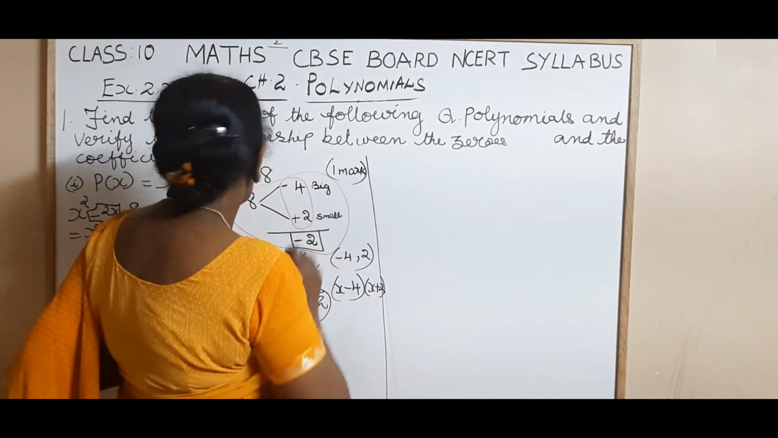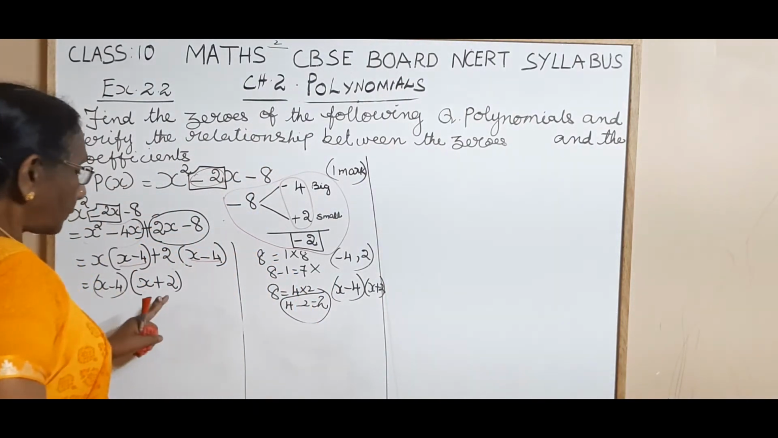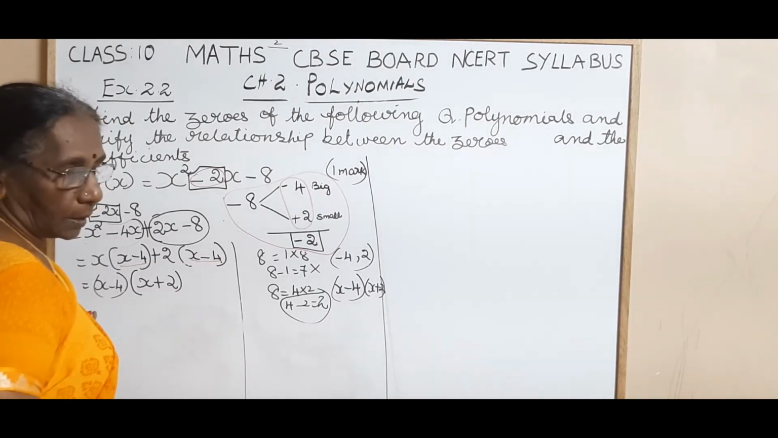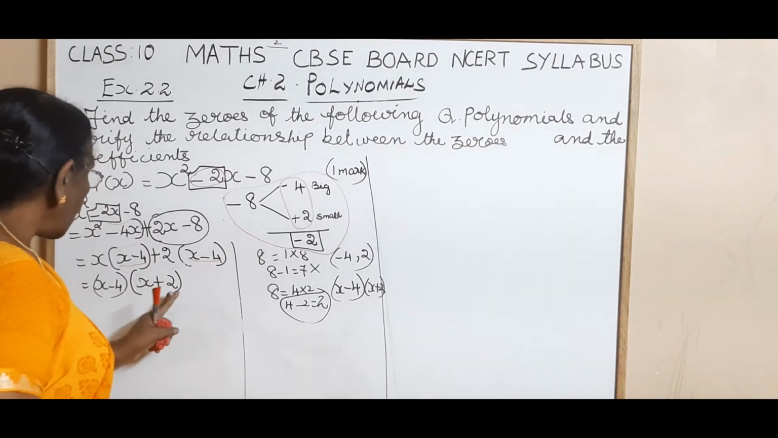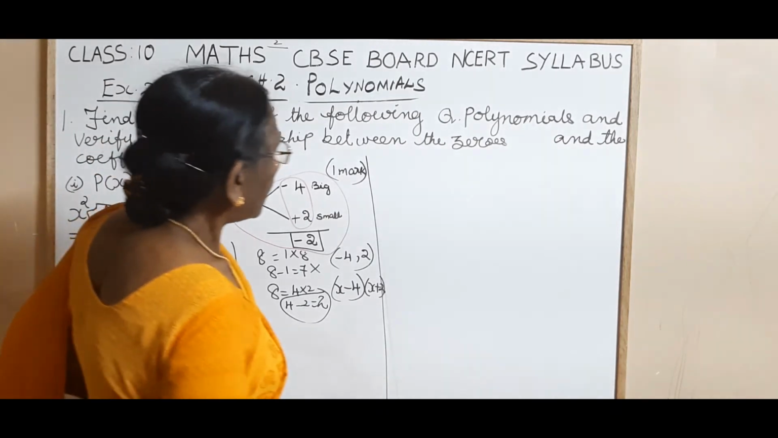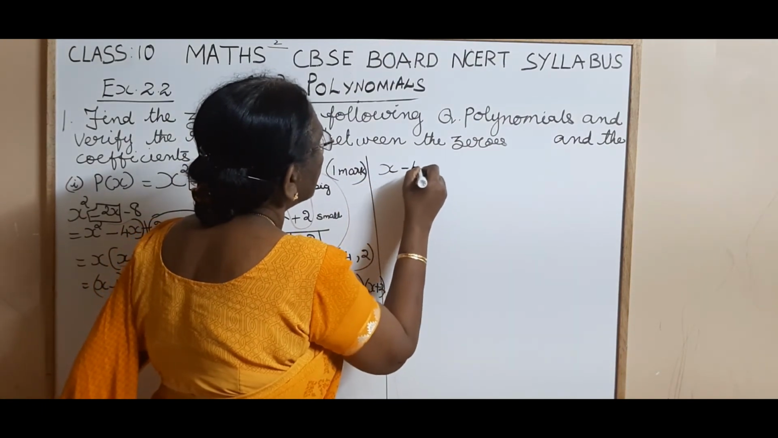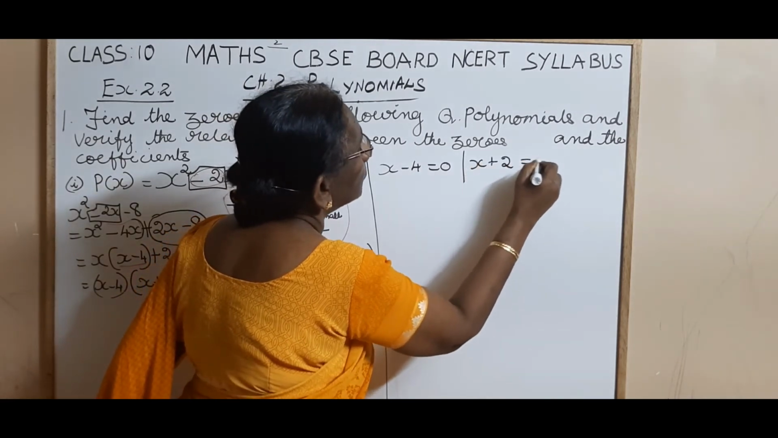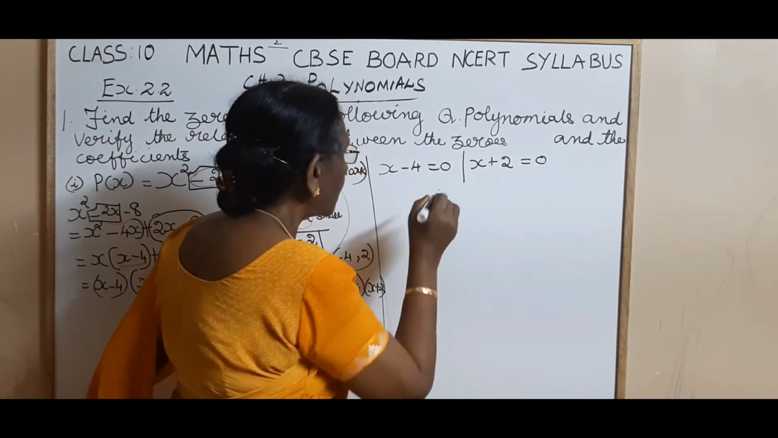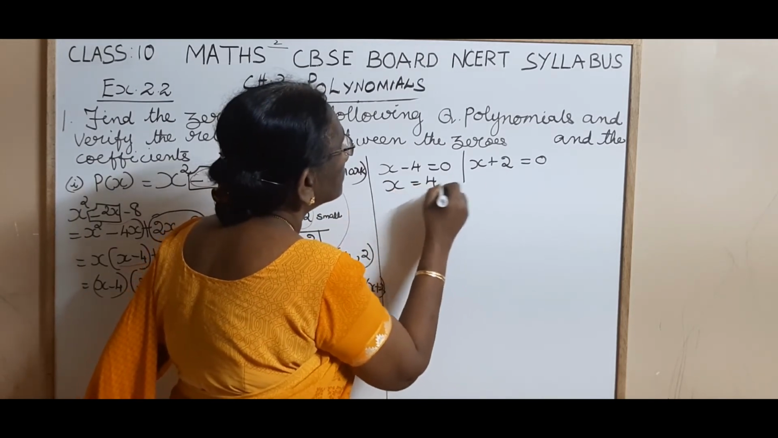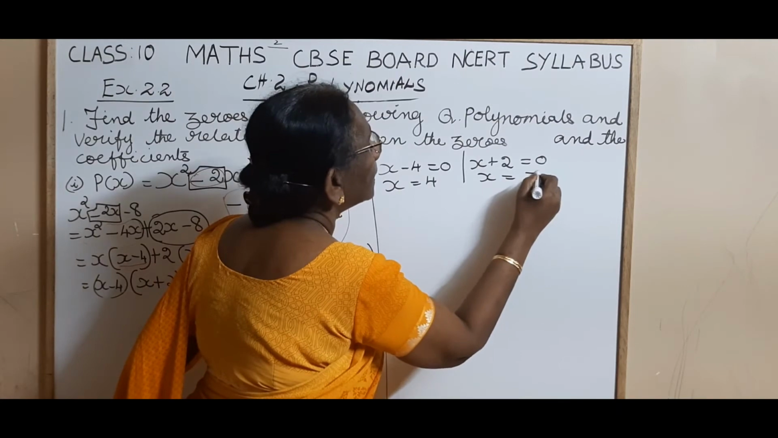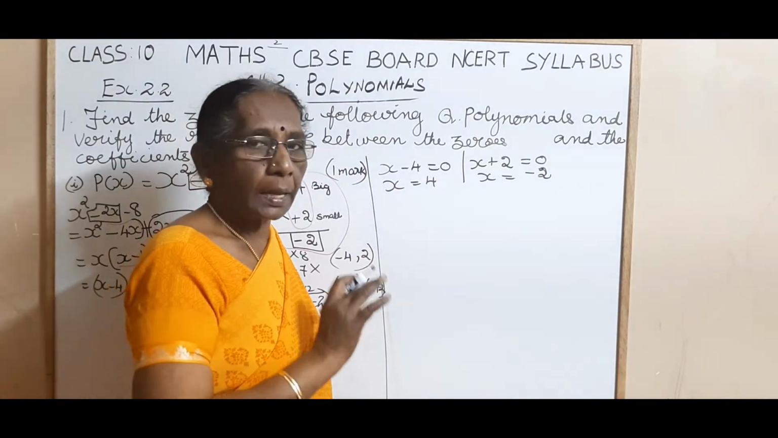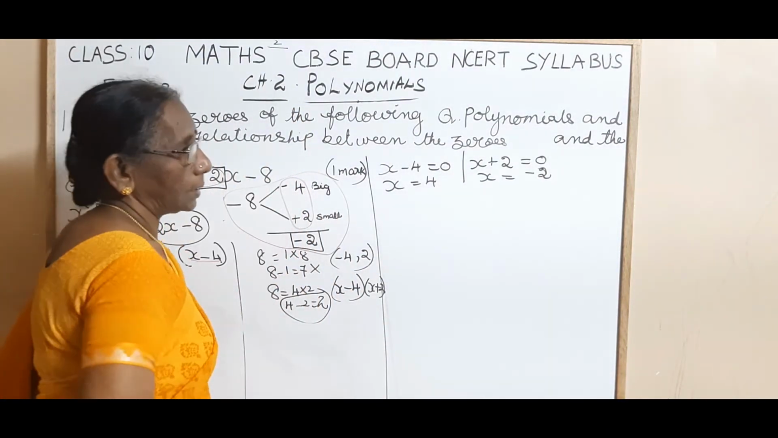So it's a product of 2 factors, so either one should be 0. If it is 0, the whole product will become 0. So x minus 4, let us first equate this as 0, or x plus 2 should be 0. So x is equal to 4 or x is equal to minus 2. So these are the 2 zeros of the polynomial x squared minus 2x minus 8.